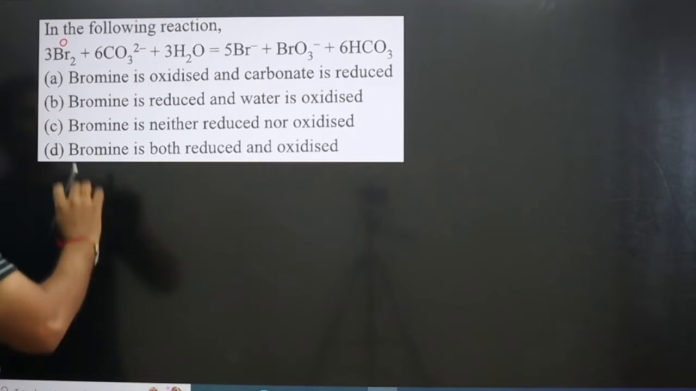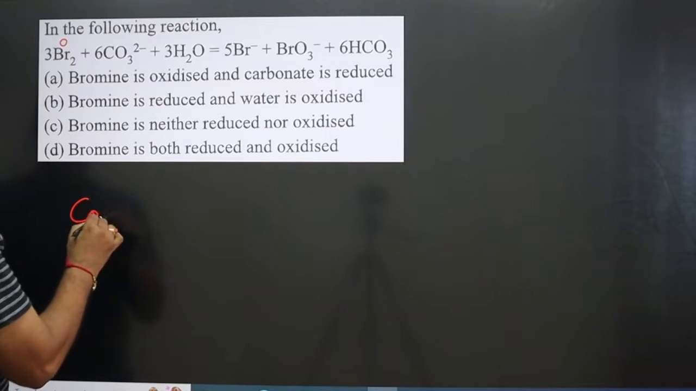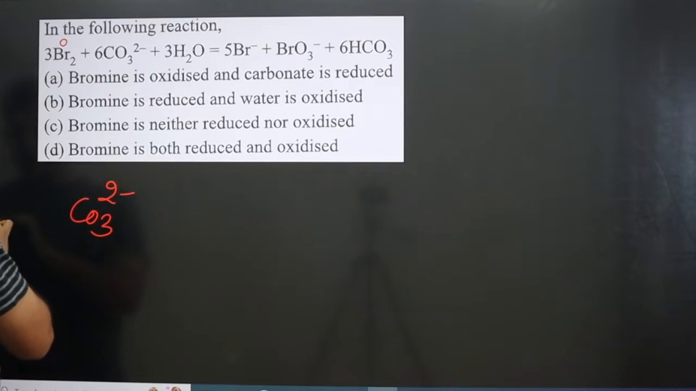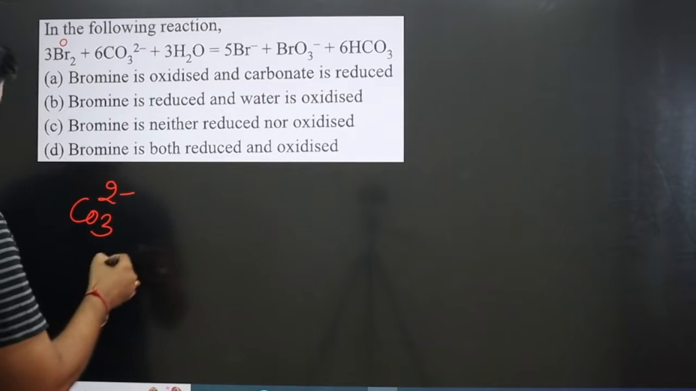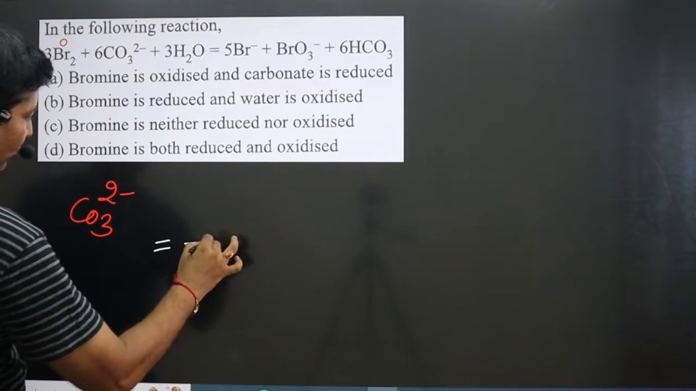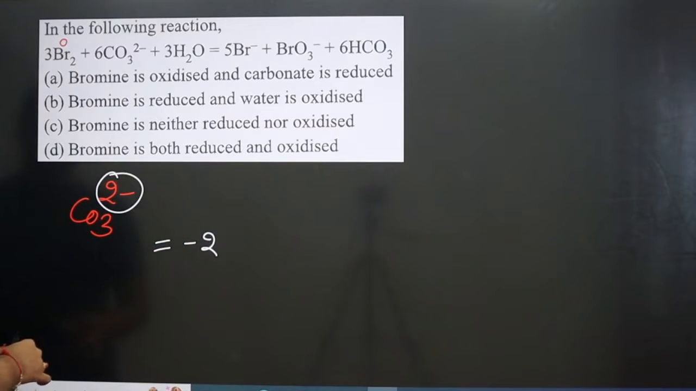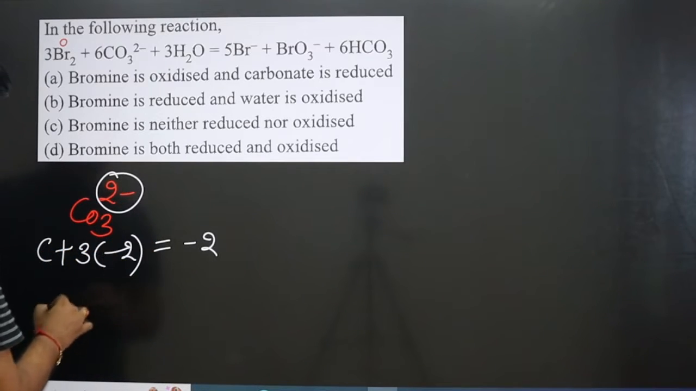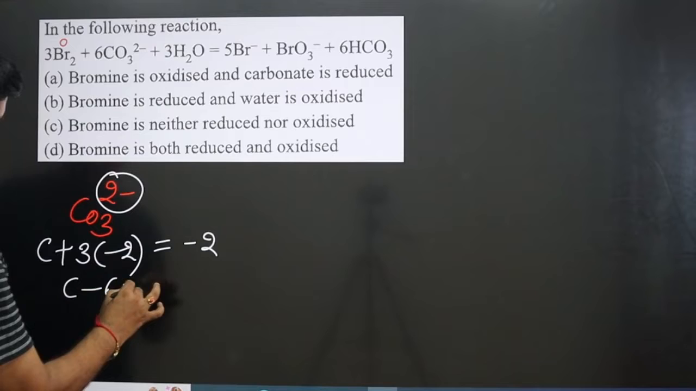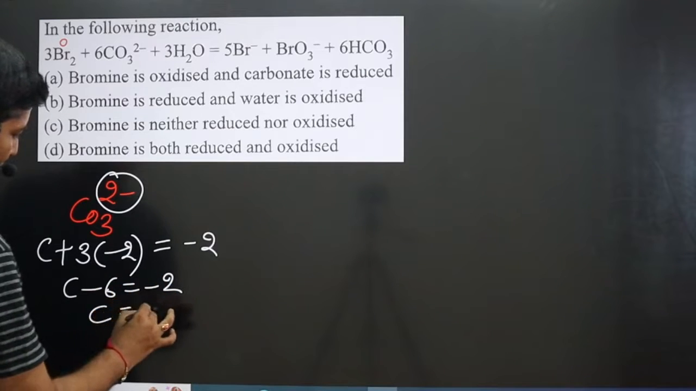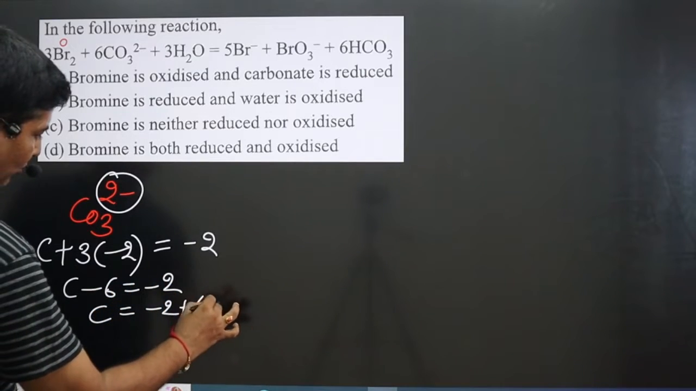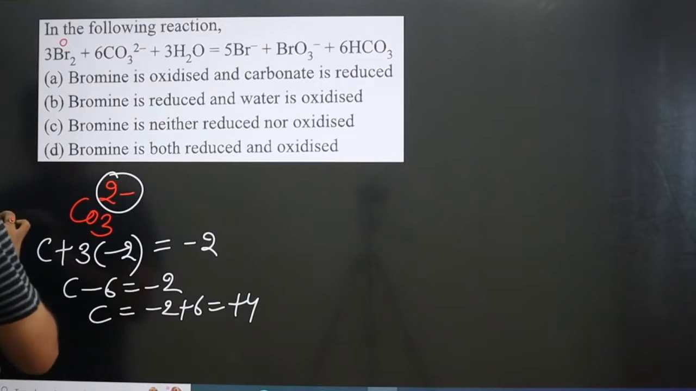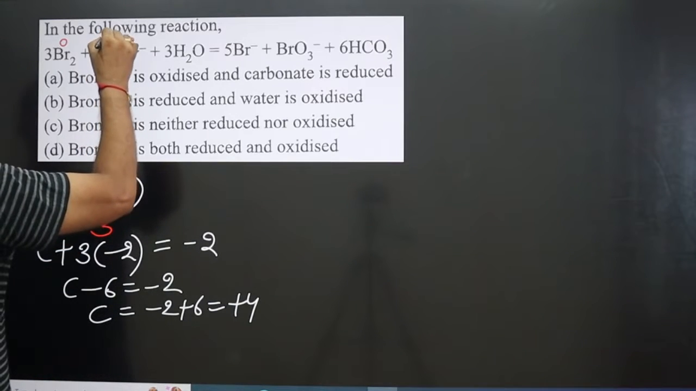Next, we have the carbonate ion CO3 2-. For carbon we can calculate the oxidation number. It is a polyatomic ion, so the sum is equal to minus 2. Carbon plus 3 oxygen, each minus 2, is equal to minus 2. Then we simplify: carbon minus 6 is equal to minus 2. Then carbon is equal to minus 2 plus 6, which gives plus 4. So carbon is present in plus 4 oxidation number.